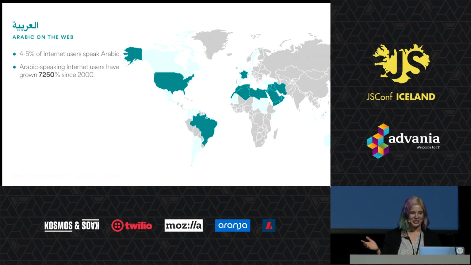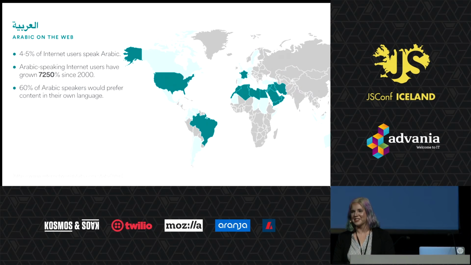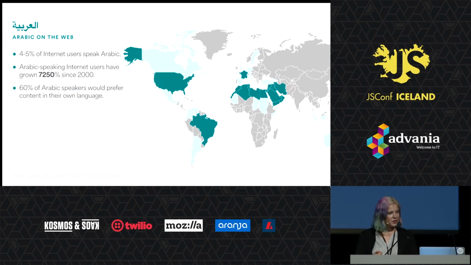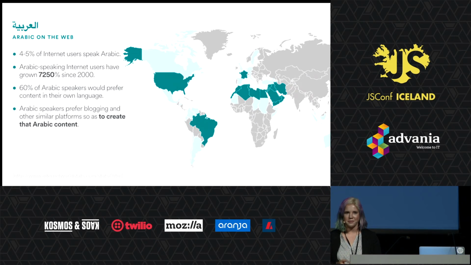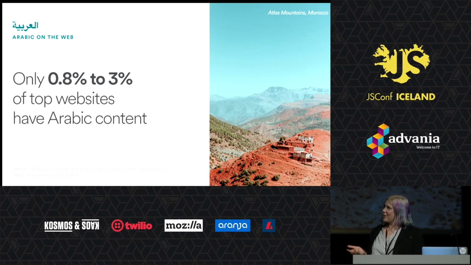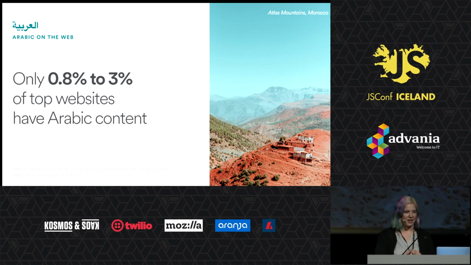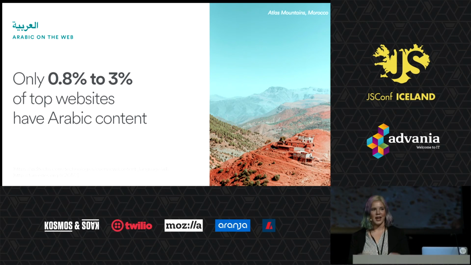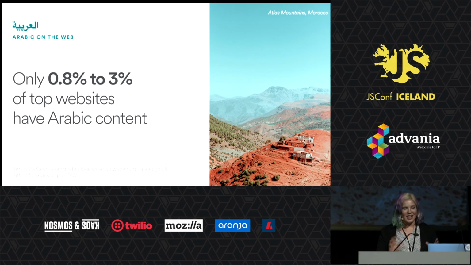This is huge. And what's more, at least 60% of these users say they would prefer content in their own language. It's so much so that there's actually a statistical preference towards blogging and other content creation platforms, which you can extrapolate is because they want that native language content. But only 1 to 3% of the world's top 10 million websites actually have that Arabic content. And I really think the people in this room are the ones who can move that metric in a positive direction. But for most of our apps, it's non-trivial.